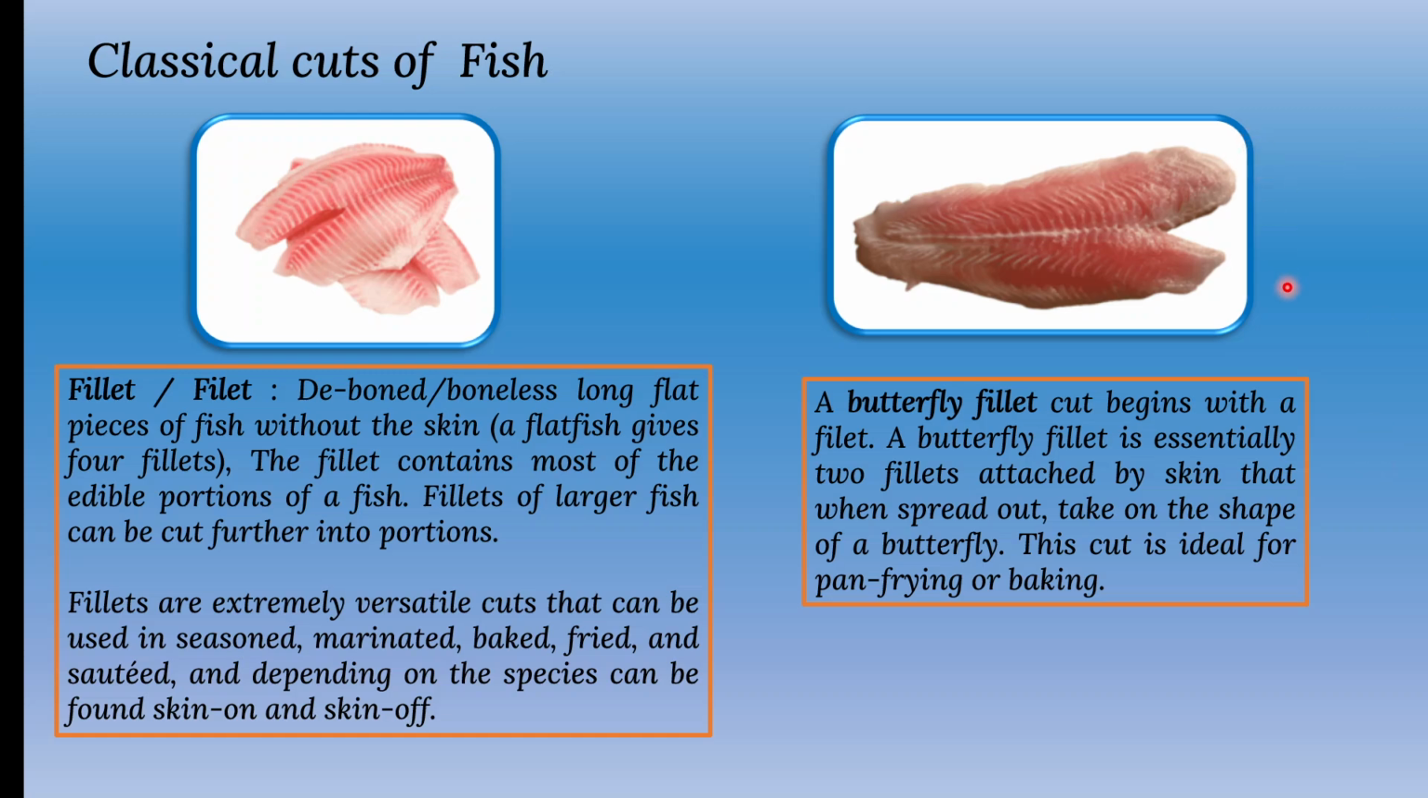Sometimes for certain elegant preparations, we need to have a fillet of this kind. Both the sides are attached together, and accordingly it is used. Either it is pan fried or baked. Because of the typical shape, once they are attached, it is known as a butterfly fillet. Clear?